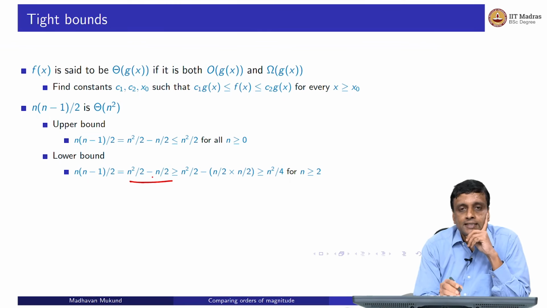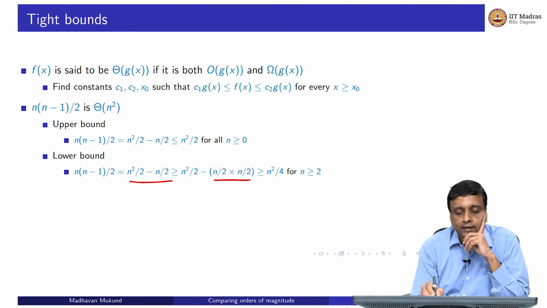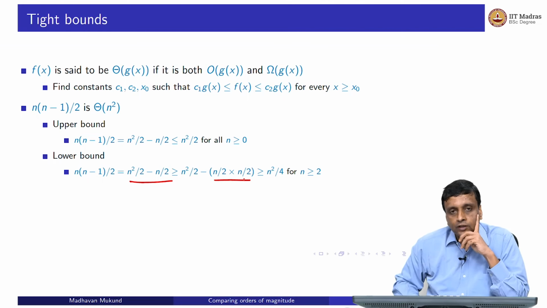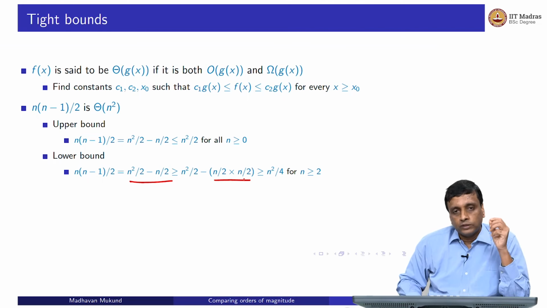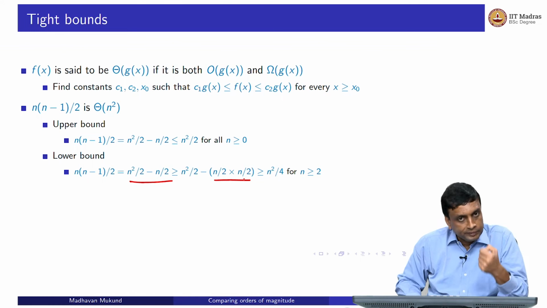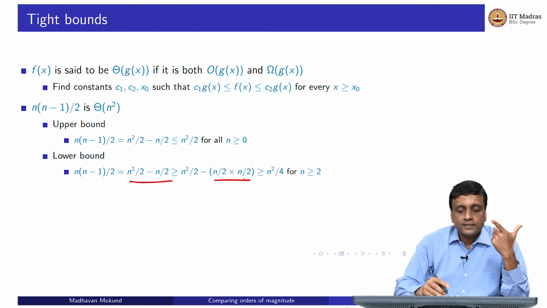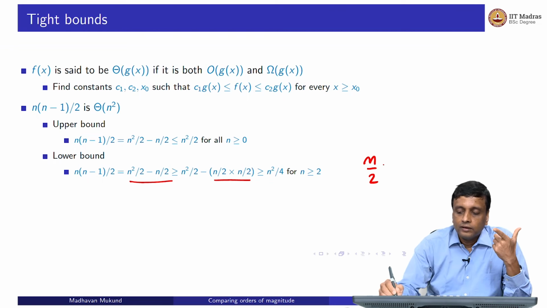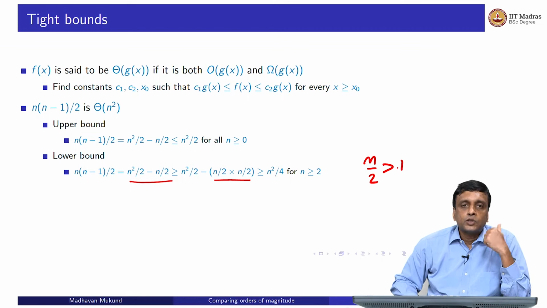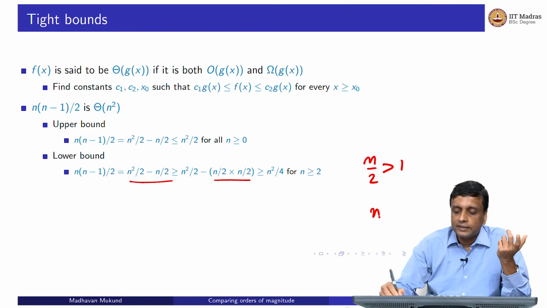Conversely, for the lower bound, I do the same expansion, and now instead of subtracting this, I subtract more. So I subtract n by 2 times n by 2. Now if n by 2 is a fraction, when you square it, it becomes smaller. Half squared is 1/4, 1/4 squared is 1/16. So numbers smaller than 1, when you square them, become even smaller. But numbers bigger than 1 become bigger. So long as this quantity is bigger than 1, n by 2 whole squared is going to be bigger than n by 2. This is the same thing as saying that n is bigger than or equal to 2.